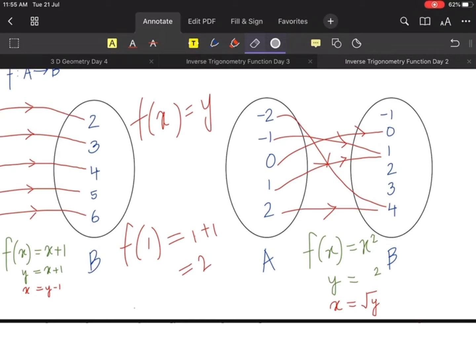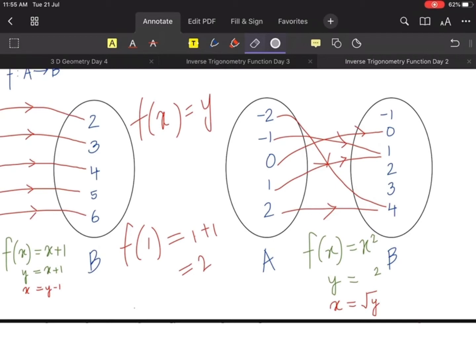And what is range? Range is all the elements of set B which are related to the elements of set A. Now in the second function, can you tell me what is the range? The range will be 0, 1, 4. Those are the elements which are related with the elements of set A. Am I clear? So domain is all the elements in set A which are related with set B, and range is all the elements of set B which are related with set A.